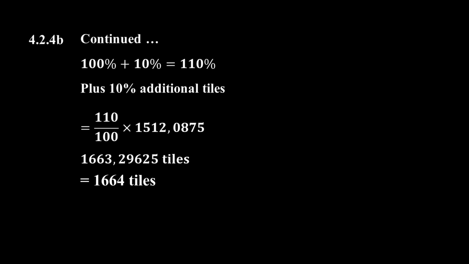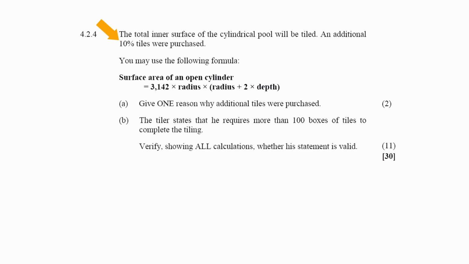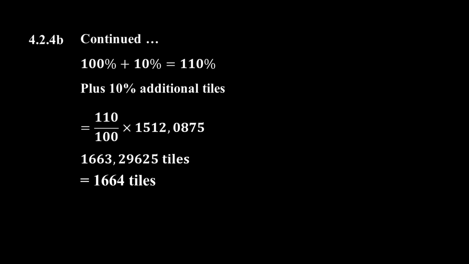1,663,29625 tiles. This value needs to be rounded up to 1,664 tiles, because if we round down to 1,663 tiles, we will have less than the additional 10%. But if we round up, we will have slightly more tiles than 10% additional tiles, but that's okay. It's always better having more material than less material for a project.